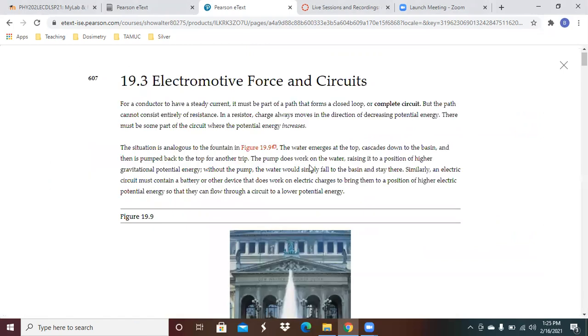So let's take a look at the section here. Let's see what it has to say. All right, so we've discussed the complete circuit. The path cannot consist entirely of resistance. In a resistor, charge always moves in the direction of decreasing potential energy. There must be some part of the circuit where the potential energy increases in order to be able to complete the path again.